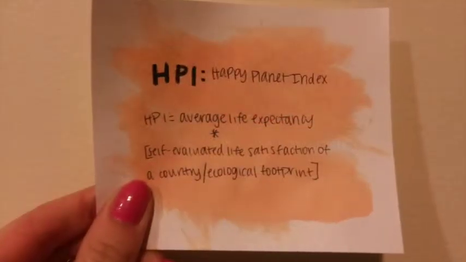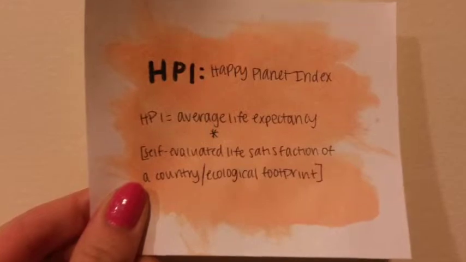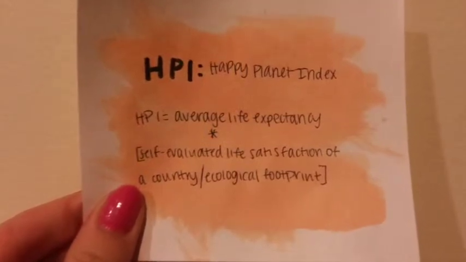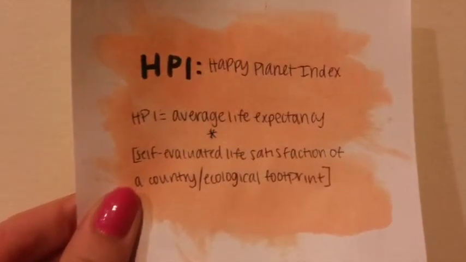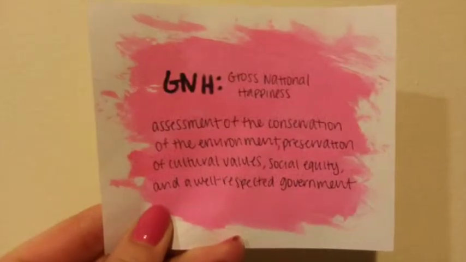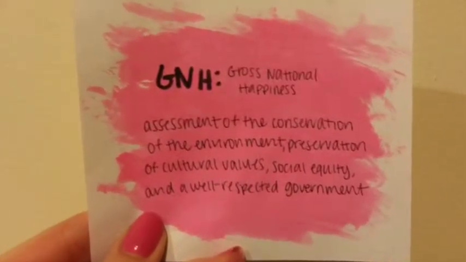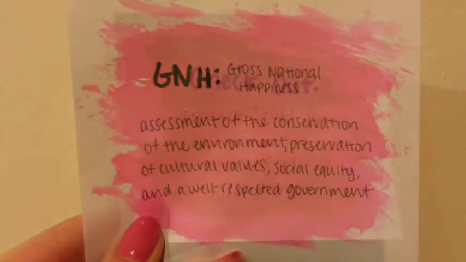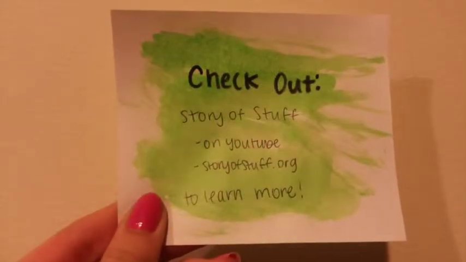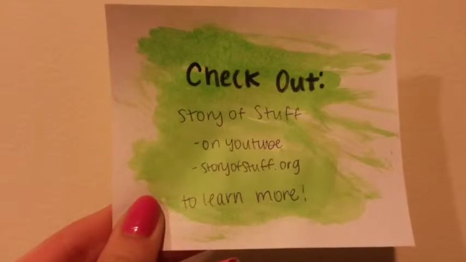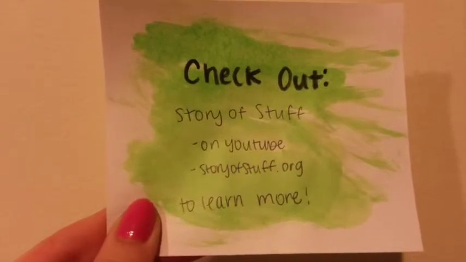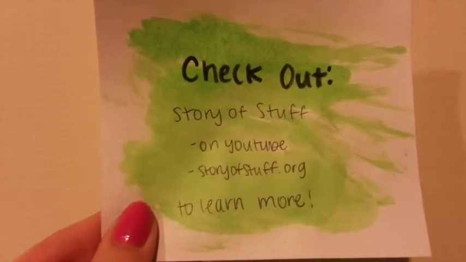HPI, the Happy Planet Index, was first conducted in Central America, where the lowest ecological footprint and highest satisfaction scored the highest in the world. GNH, or Gross National Happiness, has been used in the South Asian nation of Bhutan since 1972 in an attempt to create a sustainable economic system. These environmental economic indicators are crucial towards directing our development in a sustainable and beneficial way. Check out the Story of Stuff to learn more about environmental economic indicators.